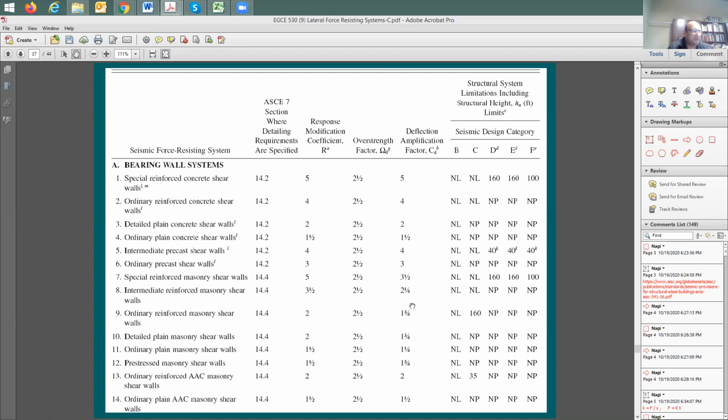And let's say that you're doing a very simple building, like masonry, for example. So you can go here to special reinforced concrete masonry walls, and the R factor is going to be equal to 5. The deflection amplification factor is going to be 3.5.